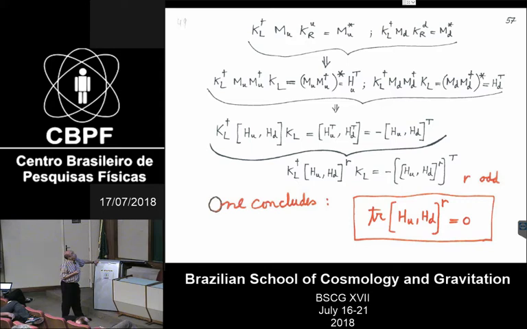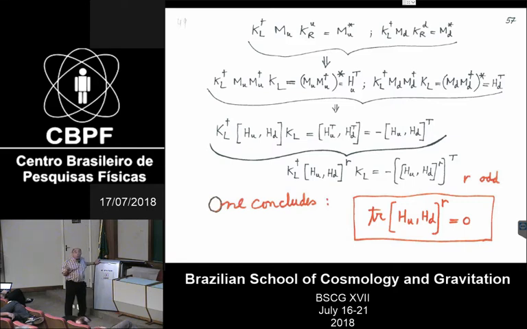And of course, you can put a minus outside, because the transpose of a product of the commutator gets a minus sign. So I can multiply this equation by itself an odd number of times to preserve this minus. So I get this relationship here. And if I calculate the trace, CP invariance obliges that the trace of the commutator of HU and HD, to the power r, is equal to 0 for any odd r.